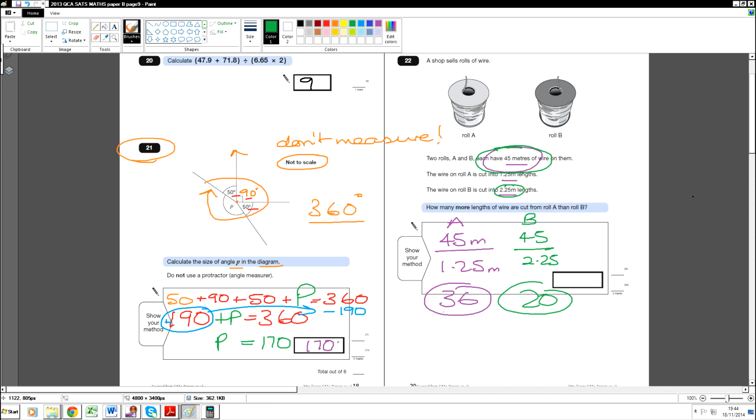Now, who's told you to add them? No, minus. Because how many more lengths? So for that calculation, we need to minus them. So 36 minus 20 is 16. And that's the end of those two questions.